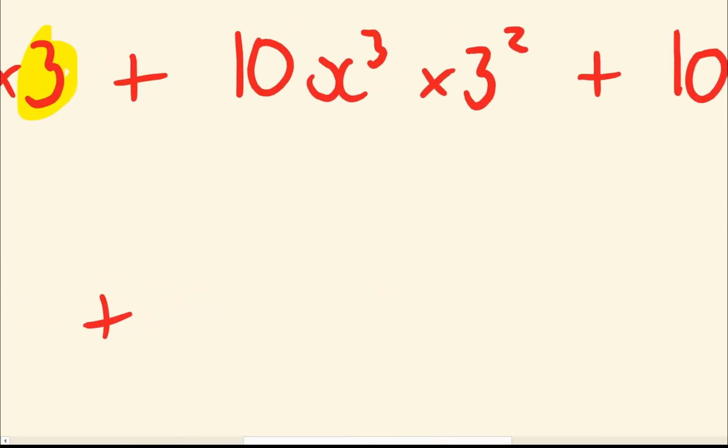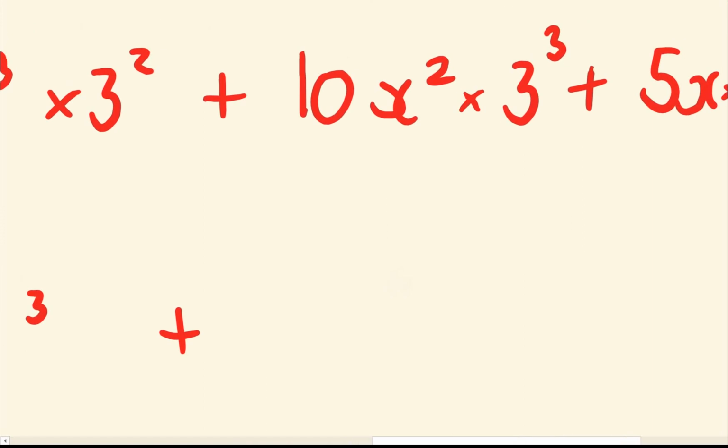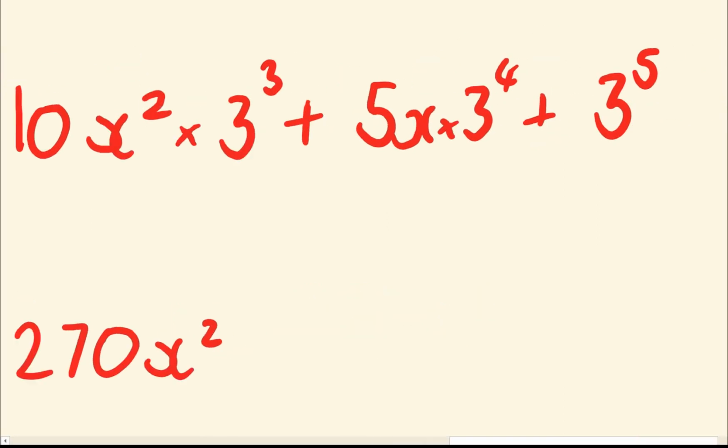Next, you would have 10 times 3 squared. 3 squared is 9, so it would be 90x cubed. Plus, we've now got 10 times 3 cubed. 3 cubed is 27. So 27 times 10 gives me 270. So I have 270x squared.